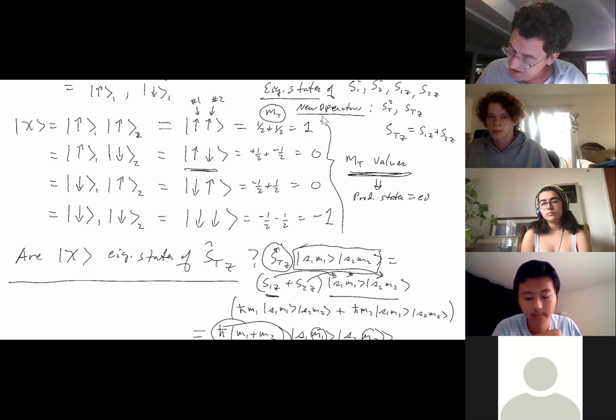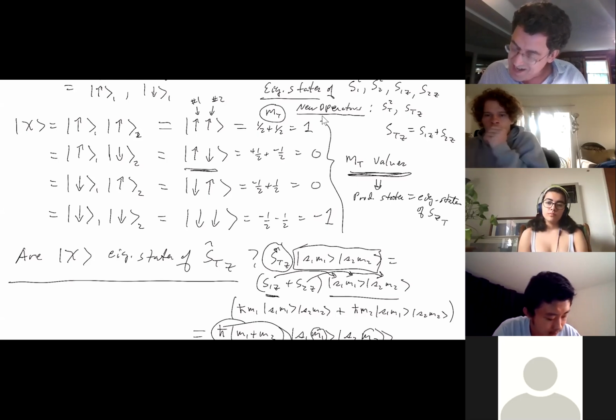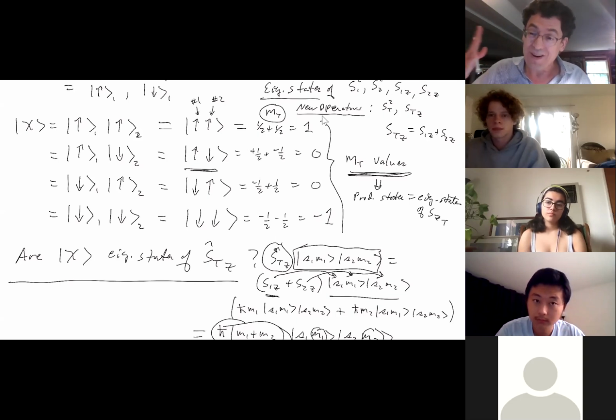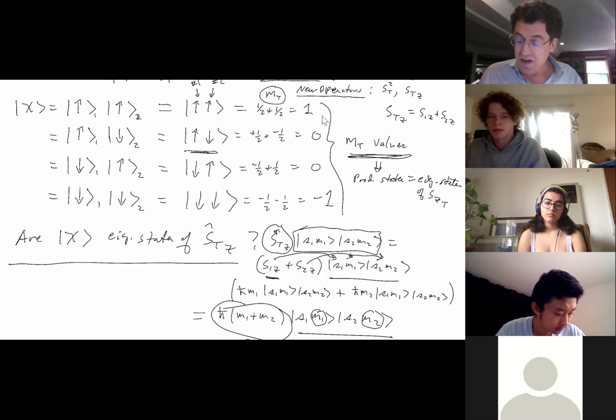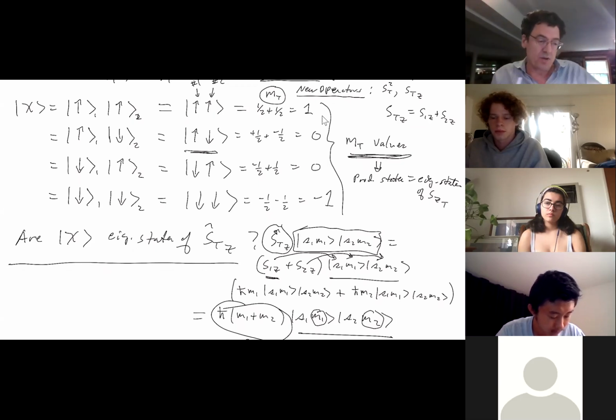are eigenstates of S Z total, but they're not necessarily eigenstates of S total squared. And we want to construct the eigenstates that are eigenstates of both operators at the same time. So we've got to figure out how to do that.